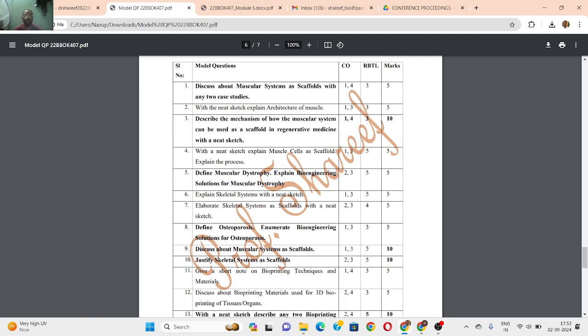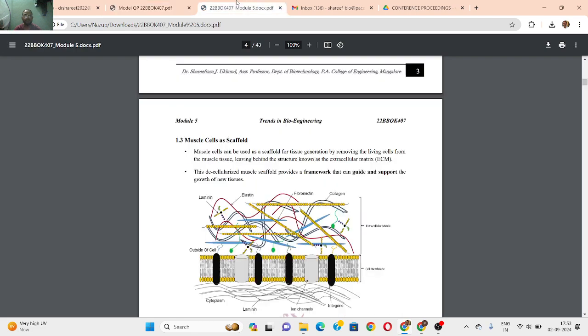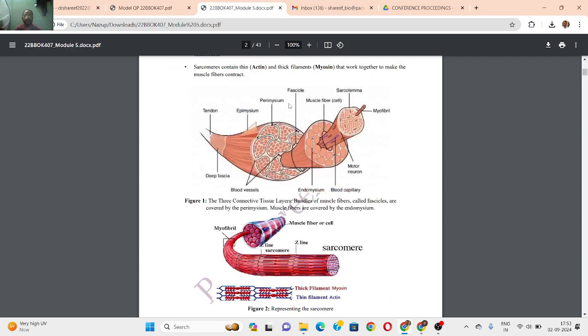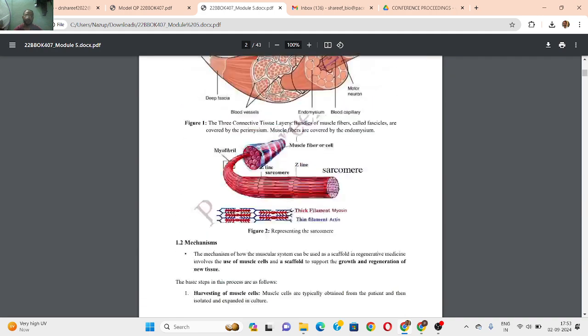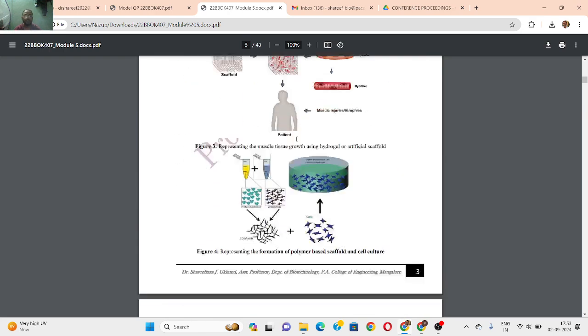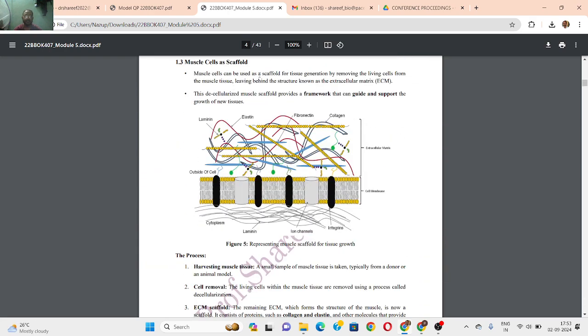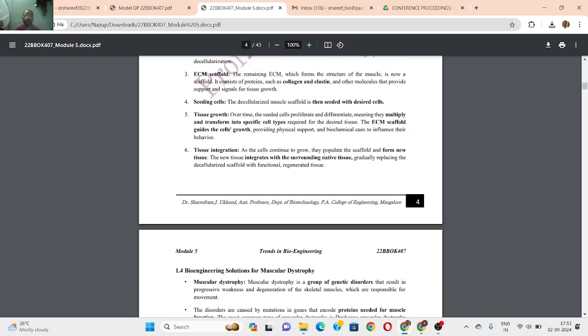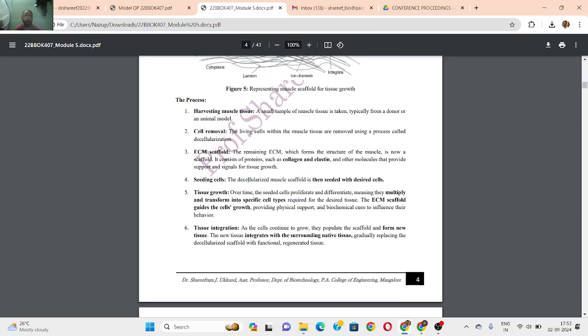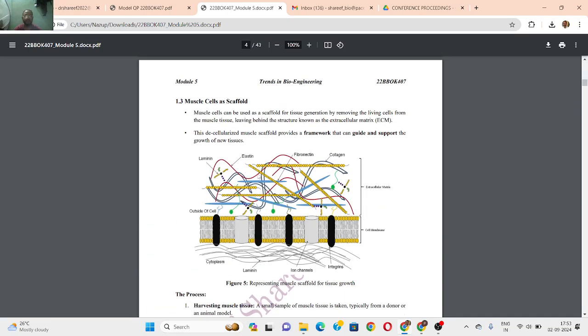Next, we have: with a neat sketch, explain muscle cells as scaffolds. So if this is not asked for 10 marks, then they can ask only muscle cells as scaffolds for 5 marks. Then you don't have to write all these things. You have to directly go to the muscle cells as scaffold topic and give an introduction and say that it should be like an extracellular matrix, and then you draw this diagram, and these 6 steps are important. So here 5 marks are to be distributed.